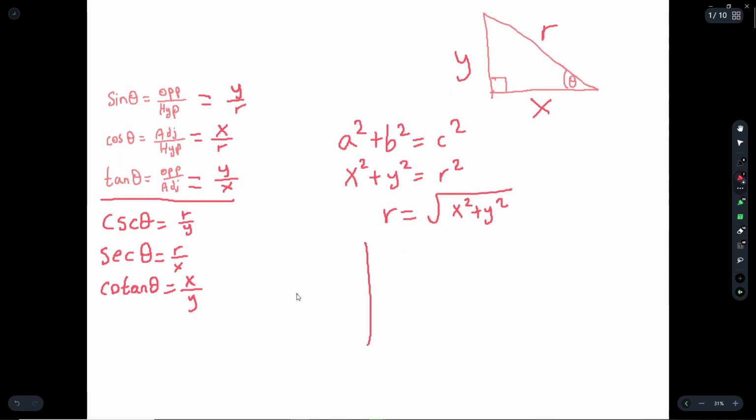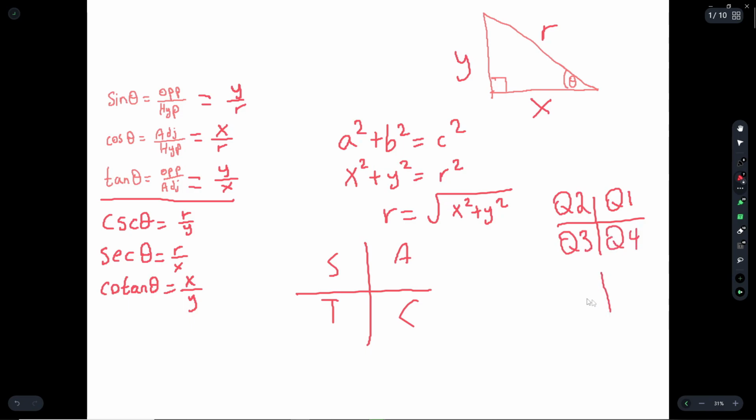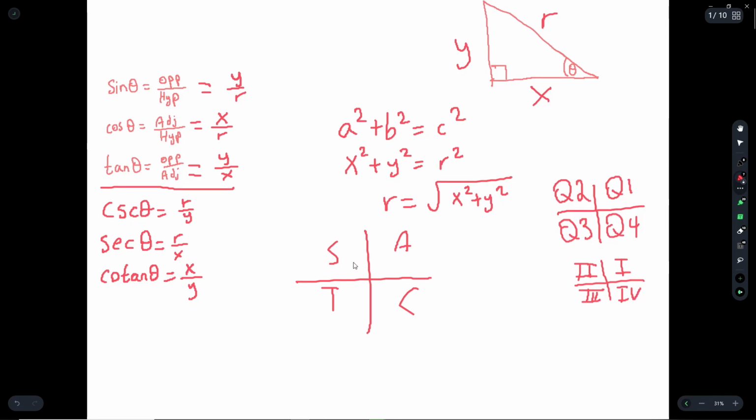We also need to know "all students take calculus." This is very important. What this means basically is that in the first quadrant, I'll write the name of the quadrants. So this is quadrant 1, this is quadrant 2, this is quadrant 3, this is quadrant 4. They're usually labeled by Roman numerals. So here what this means basically is all means that all are positive. By all I mean all the trigonometric functions.